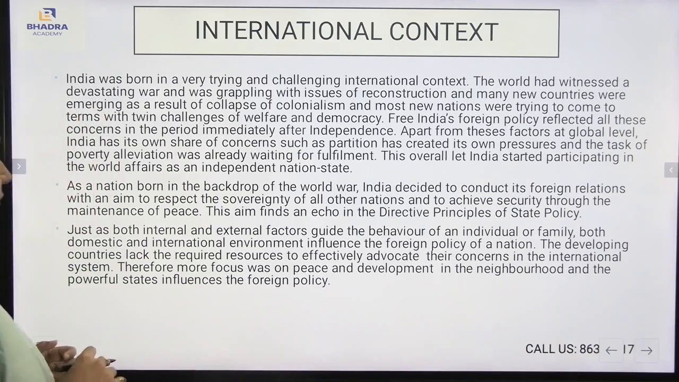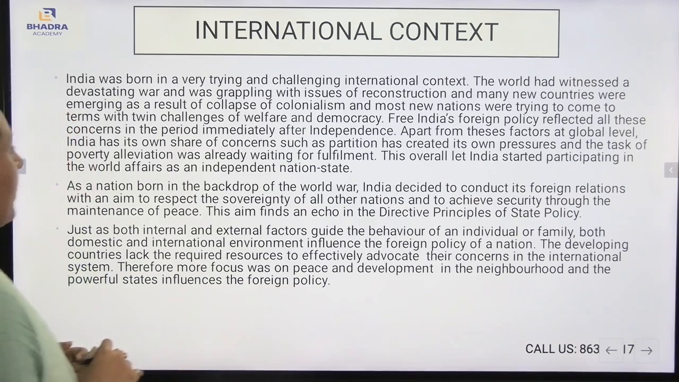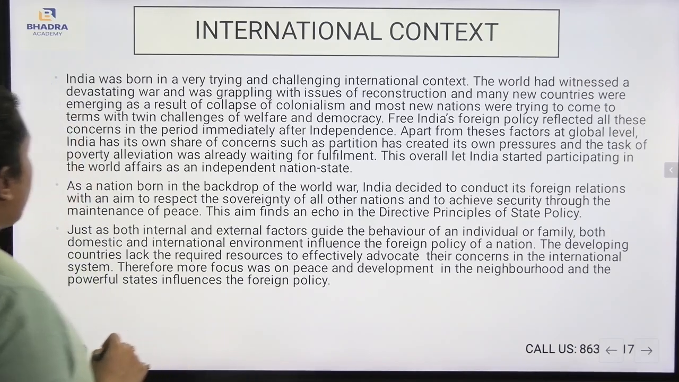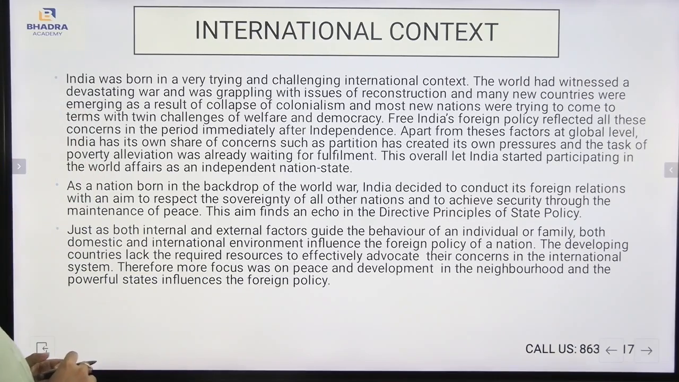Apart from factors at the global level, India had its own share of concerns, such as partition, which created its own pressure, and the task of poverty alleviation, which was already waiting for fulfillment. This overall led India to start participating in world affairs as an independent nation state.